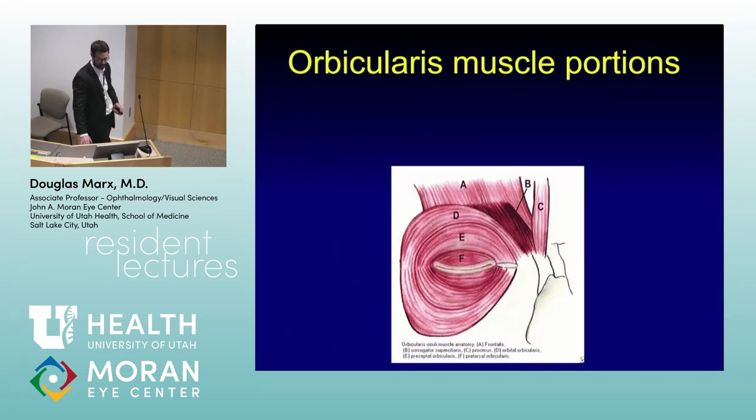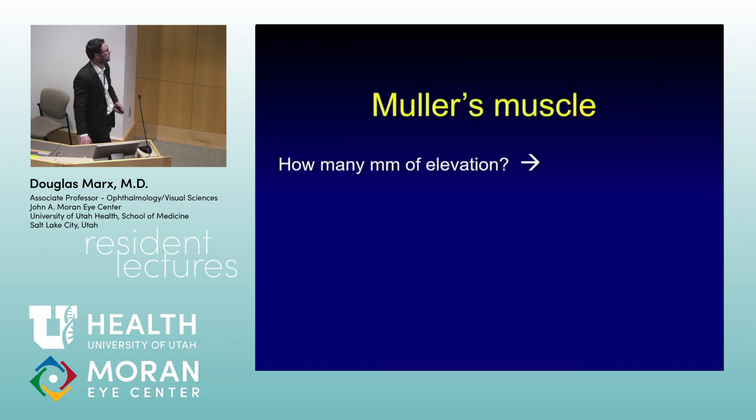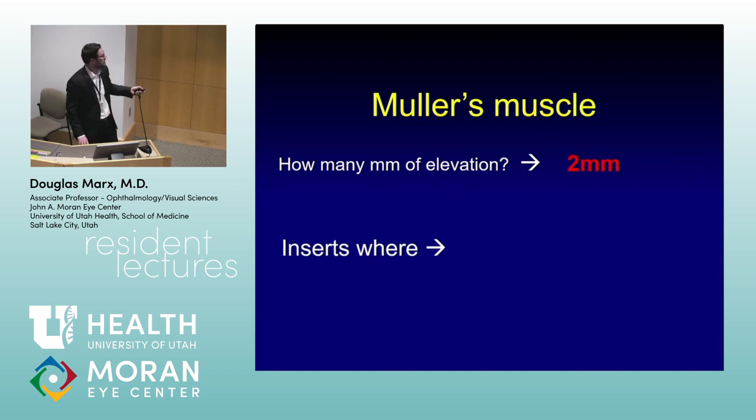Okay. Forced eyelid closure is the orbital portion, right? Involuntary eyelid closure, pretarsal. Okay, Mueller's muscle. How many millimeters of elevation do you typically get if you do a Muellerectomy? Is a Muellerectomy considered heretical in the oculoplastics world? No, it's not. 2 millimeters is the average.